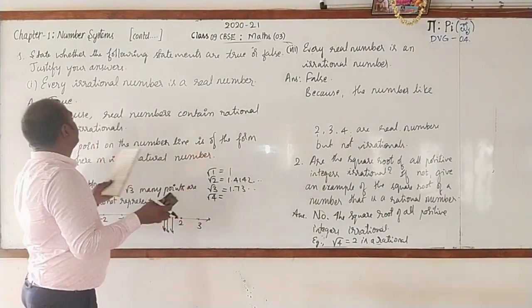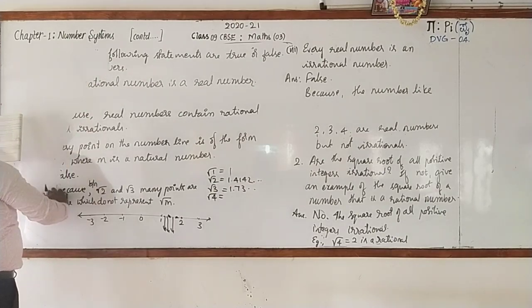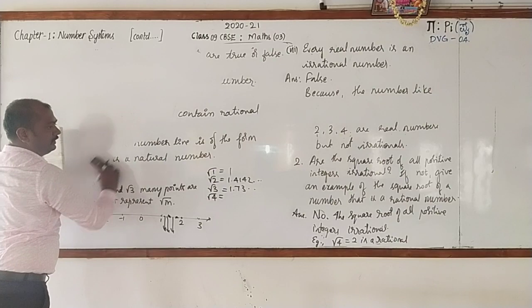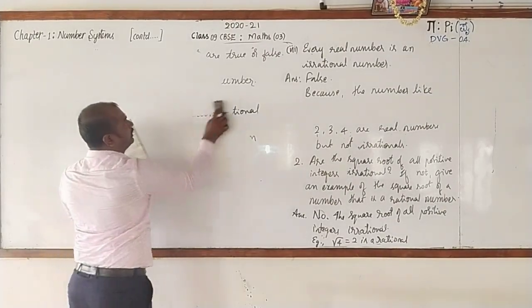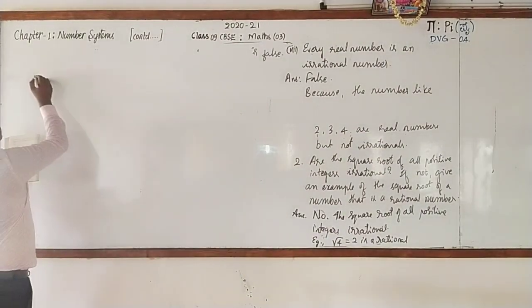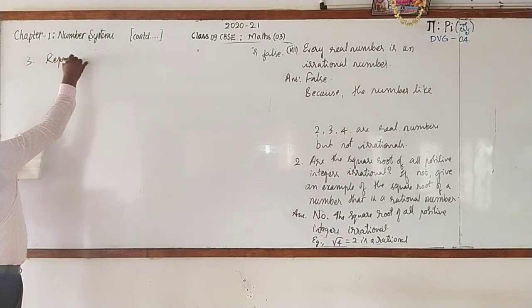Third question. It has been given: show how root 5 can be represented on the number line. We have already come to know how to represent root 5 on the number line. Here, the third one is already represented.